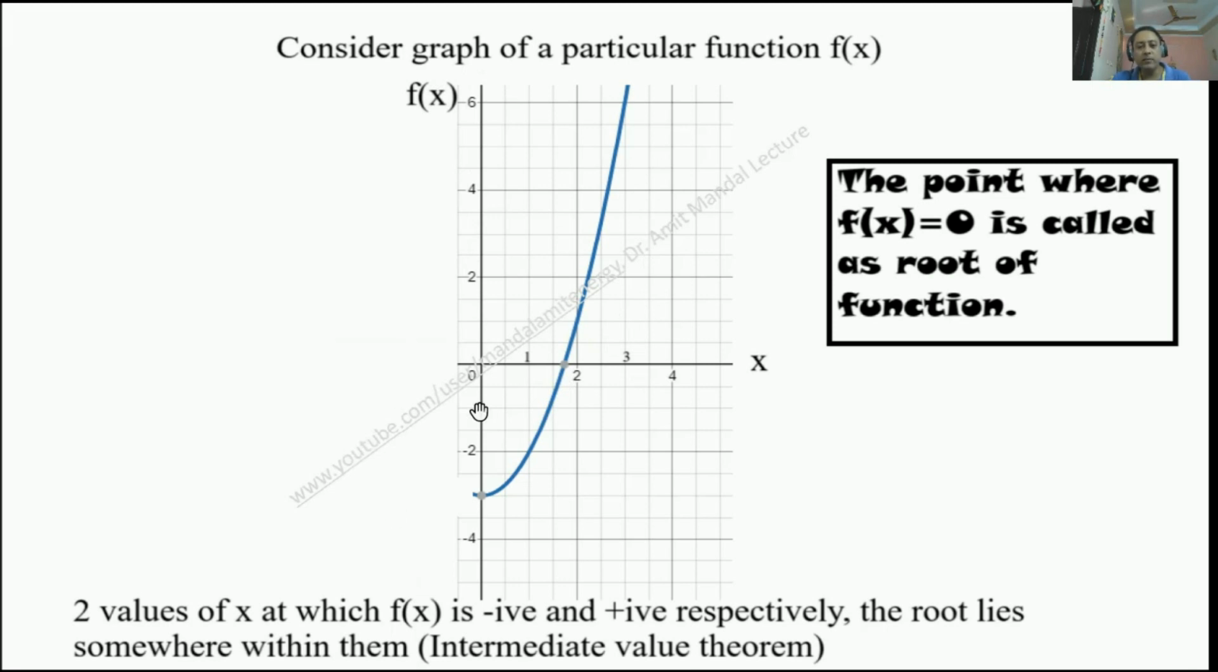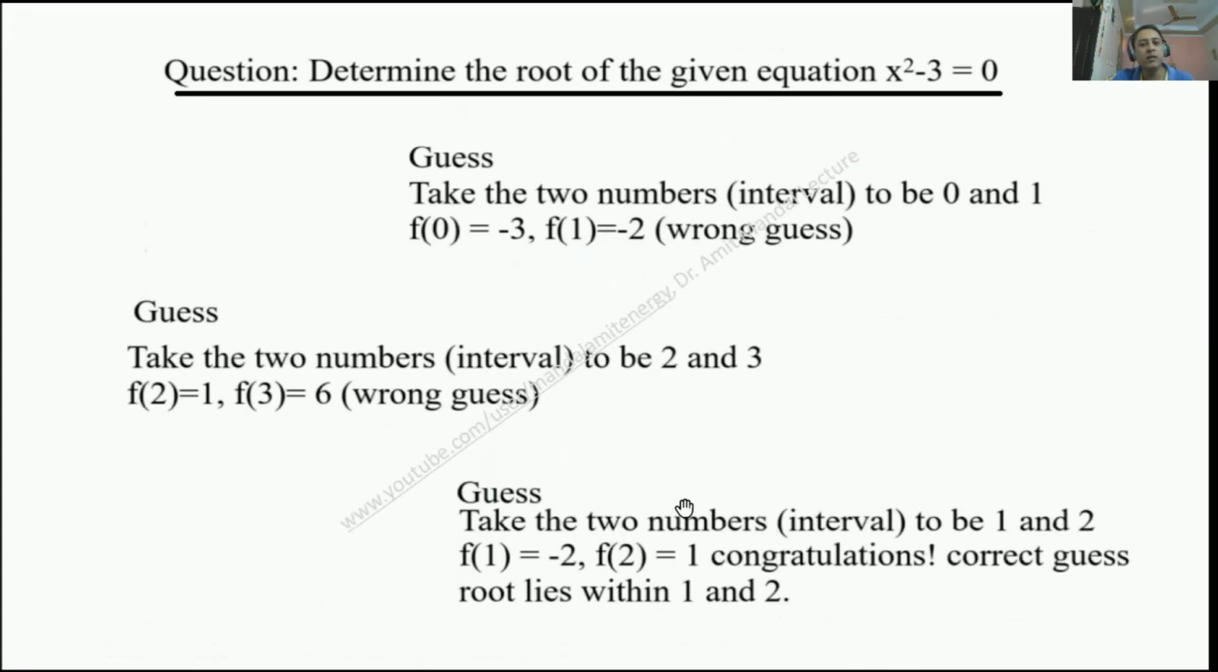So one thing is clear: if you take two values of x for which f(x) is negative for one value and positive for the other, the root lies somewhere within those two values. So let's learn the bisection method with the help of a question. The question is: determine the root of the given equation, f(x) equals x square minus 3.